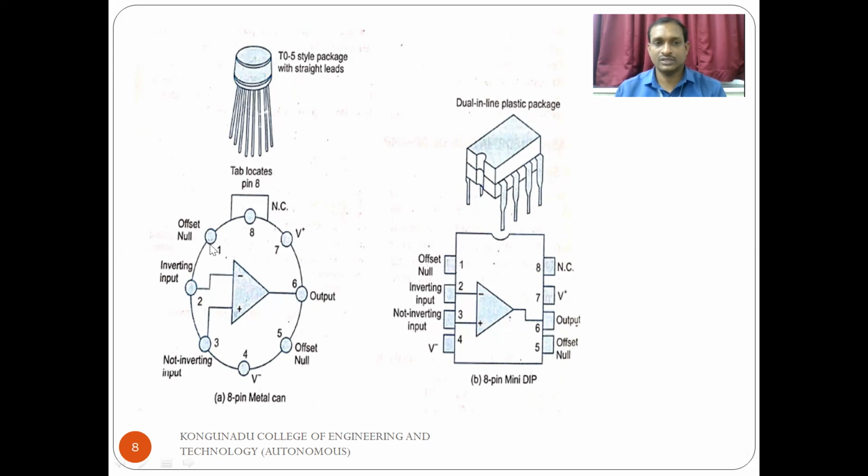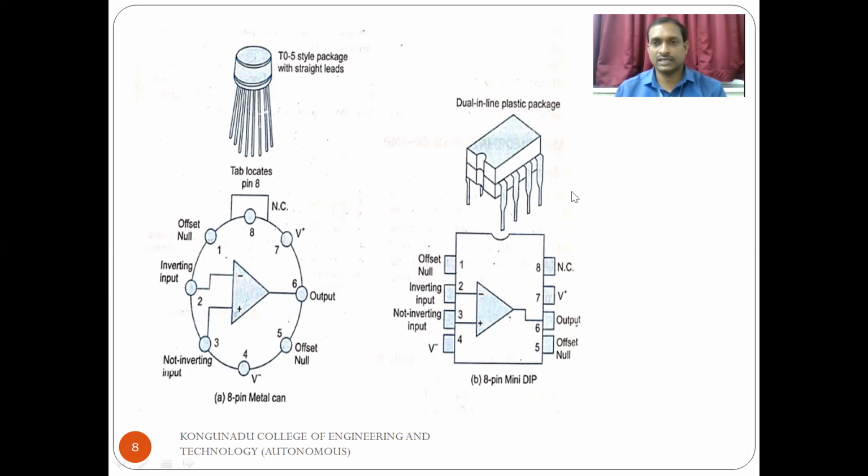So first pin is called offset null. Second is called inverting input. Third is called non-inverting input. Fourth one is V minus. Fifth one is offset null. Sixth one is output. Seventh one is V plus. So we are giving the plus VCC to 7th pin and minus VCC to 4th pin. So inverting input terminal is 2, non-inverting terminal is 3, output terminal is 6.